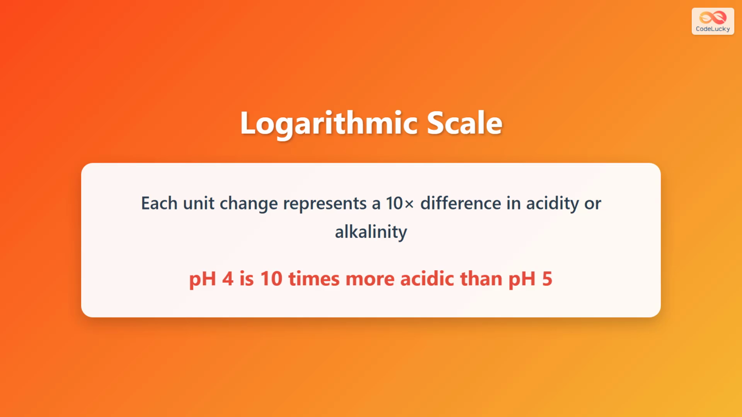Here's where the pH scale gets fascinating. It's a logarithmic scale, which means each whole number change represents a tenfold difference in acidity or alkalinity. For example, a solution with a pH of 4 is 10 times more acidic than a solution with a pH of 5. Similarly, a pH of 3 is 100 times more acidic than a pH of 5. This logarithmic nature allows the scale to represent enormous differences in hydrogen ion concentration in a compact, manageable format.